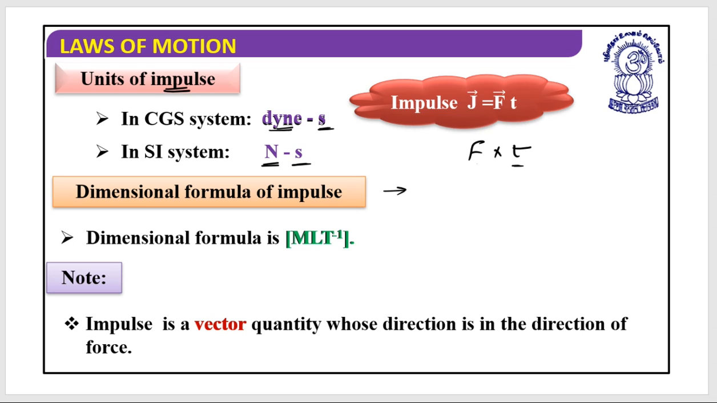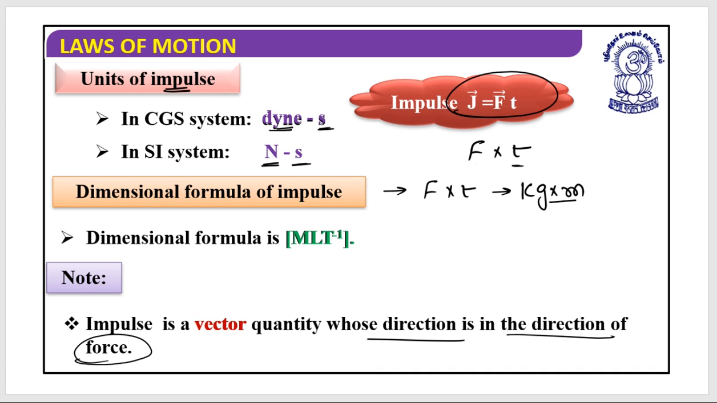Dimensional formula of impulse, this is F into t. It's a vector quantity, and the direction of impulse is in the same direction as force. So while I write F into t, I can write it as kg into meter per second square multiplied by second. The second has gone and it remains kg meter per second. So the dimensional formula is M1 L1 T minus 1. I hope those things are clear.